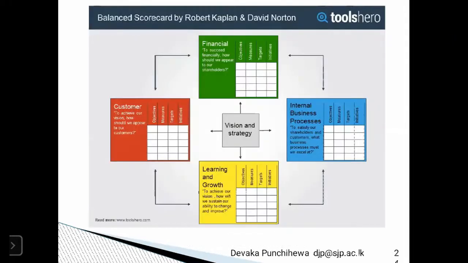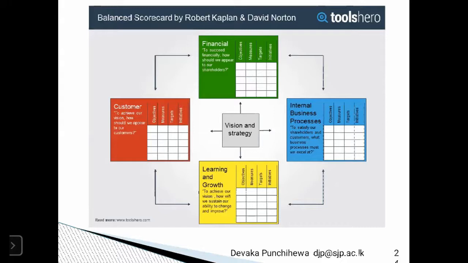Secondly, we have internal business processes to satisfy our shareholders and customers. What business processes must we excel at, what processes should we do fantastically for our shareholders and customers? For that, again, we have objectives, measures, targets, and initiatives. Third one, learning and growth.